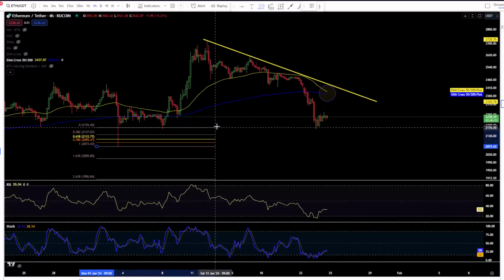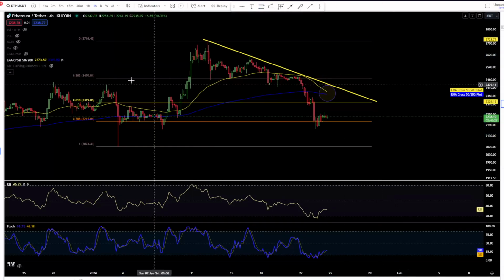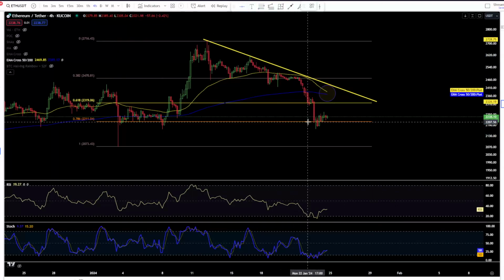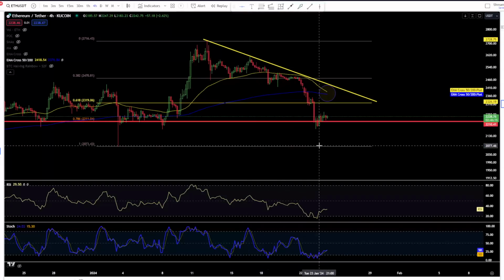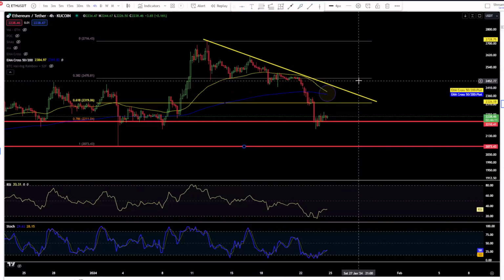In such a situation, it is worth checking the support areas. And here you can see how strong support at the level of $2,210 has maintained the current price decline, but if the support is broken, the next support will be at the level of $2,073.